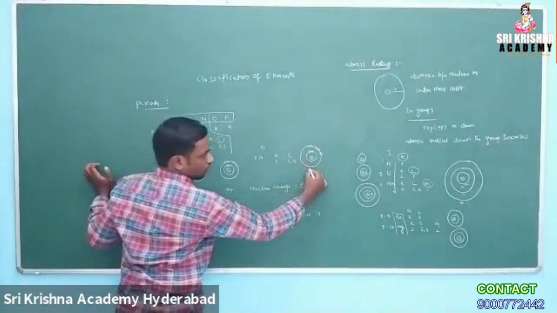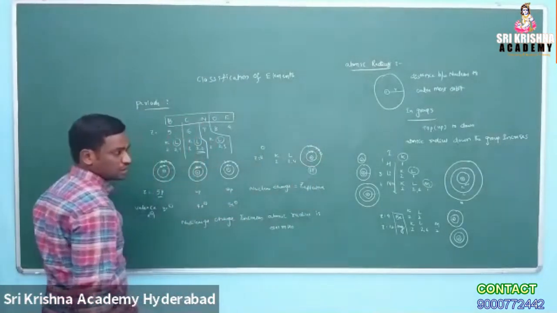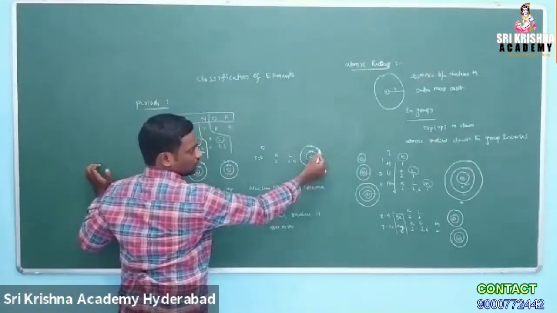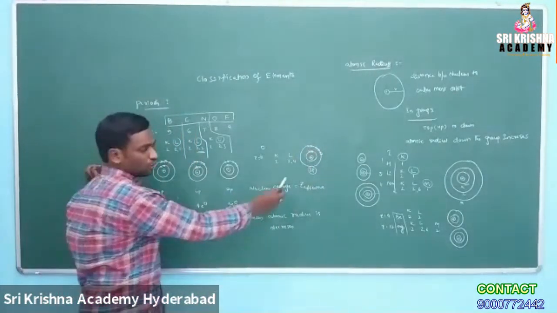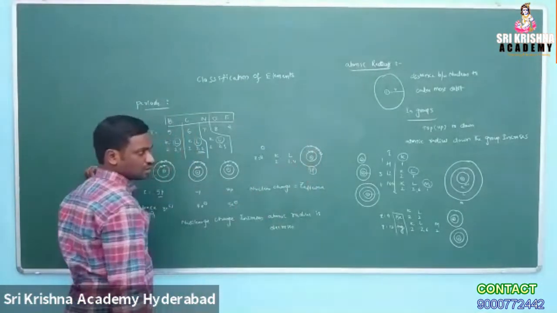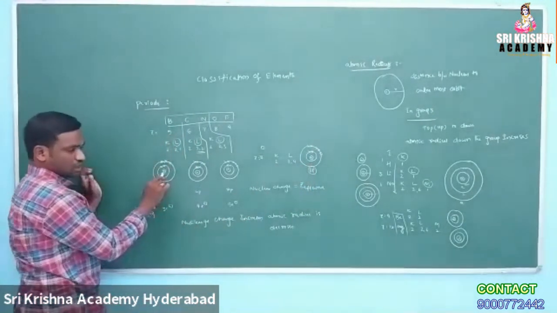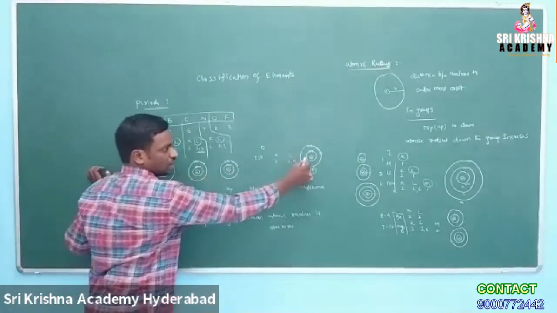So how many protons? 8 protons are there. Atomic number equals number of protons. 8 protons are present in the nucleus and there are 6 outer electrons. 8 protons are attracting 6 electrons, meaning positive charge is increasing in the nucleus. From here the positive charge in the nucleus goes 5 protons, 6 protons, 7 protons and 8 protons.